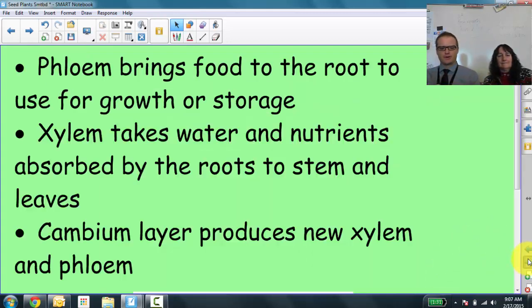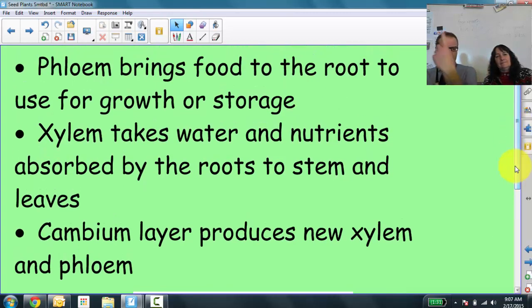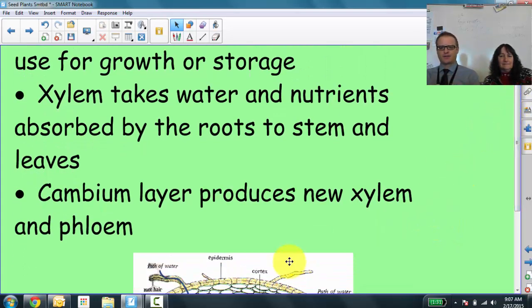And so what happens here, phloem brings food to the root, and xylem brings water up from the root, just like other parts of the plant. And also in the roots there is cambium that produces that new xylem and phloem. So actually the cambium layer inside the root as it grows. You can see that here inside.